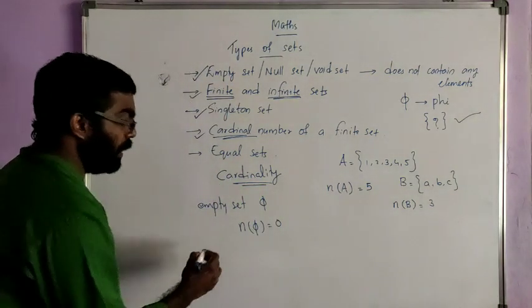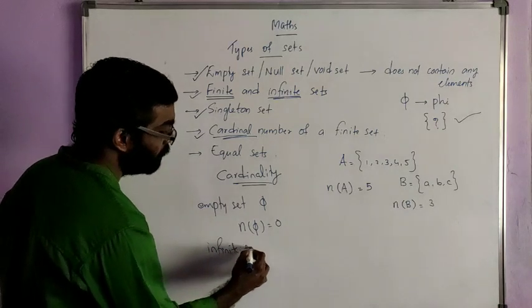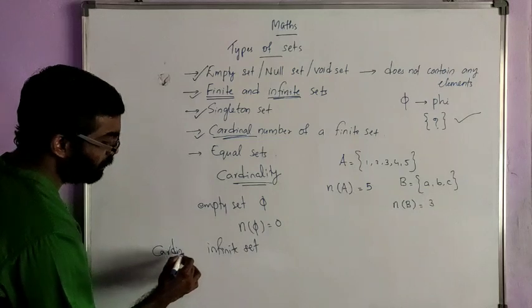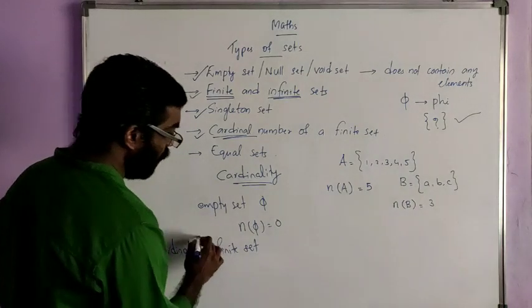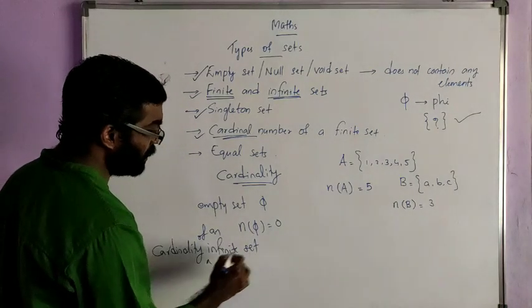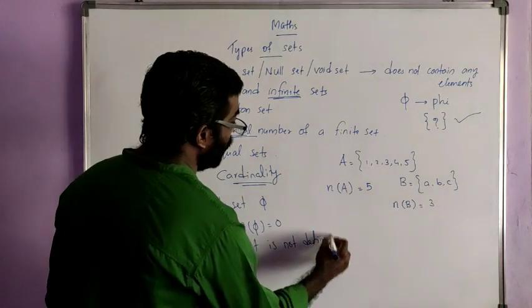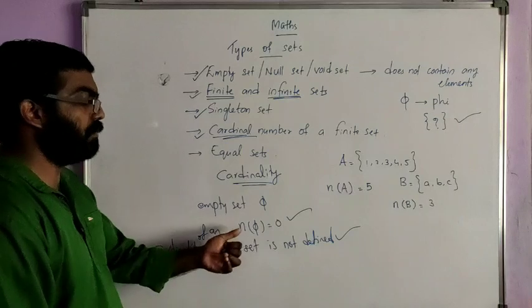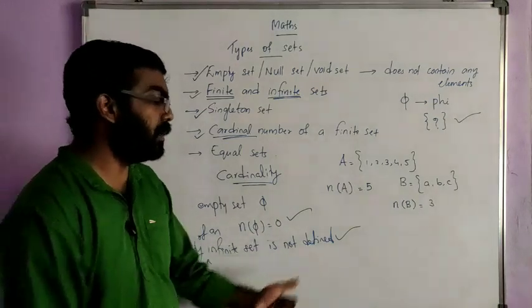Clear? And for an infinite set, the cardinality is not defined. So the cardinality of an infinite set is not defined. You have to remember these 2 points: the cardinality of an empty set is 0 and that of an infinite set is not defined.